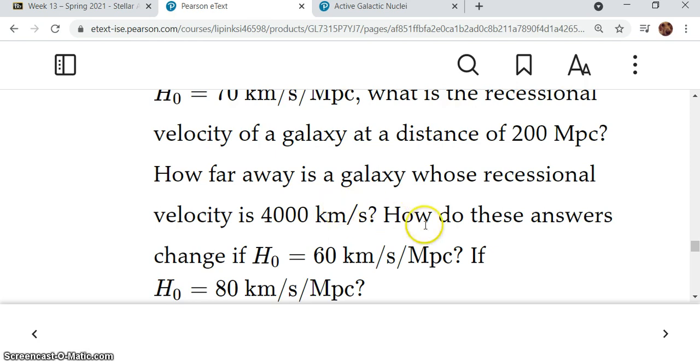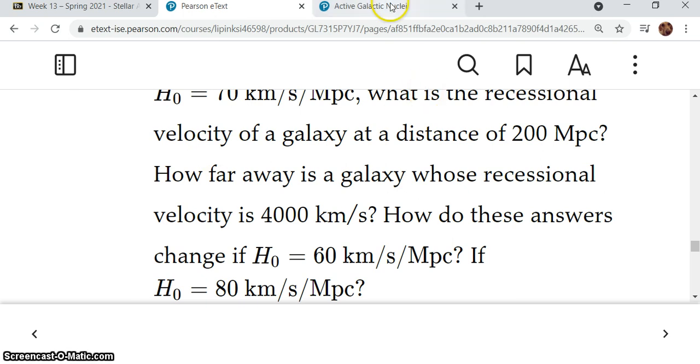And then we're going to do the same two problems, the same two numbers, but using H0, the Hubble constant, as 60. The units are always kilometers per second per megaparsec, and then also 80. So it's kind of making like a little table, if you will. All right, so let's get to it.